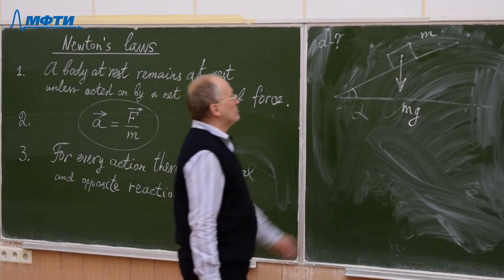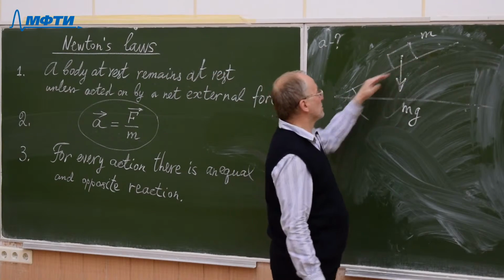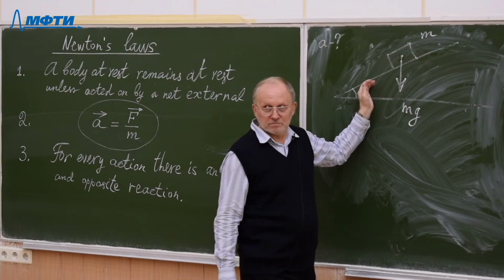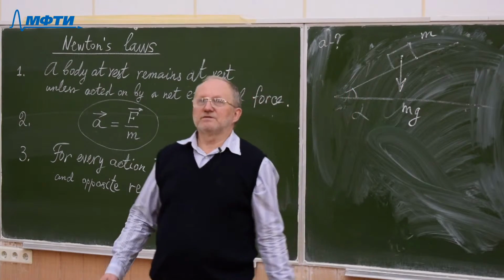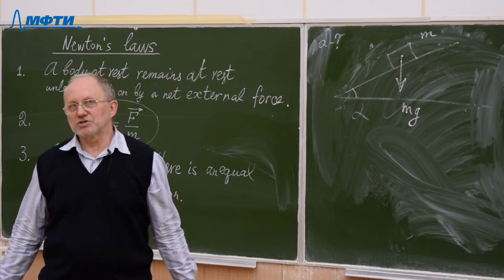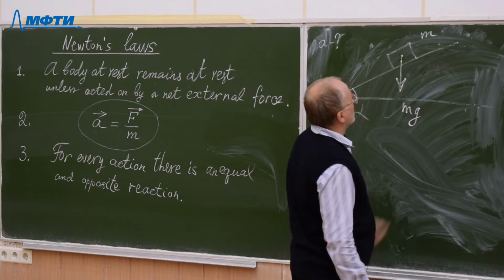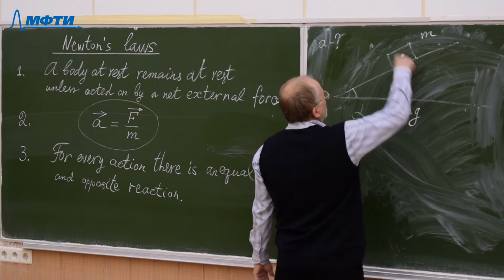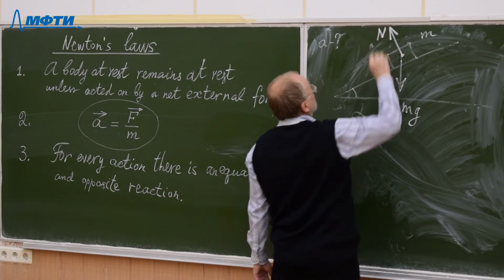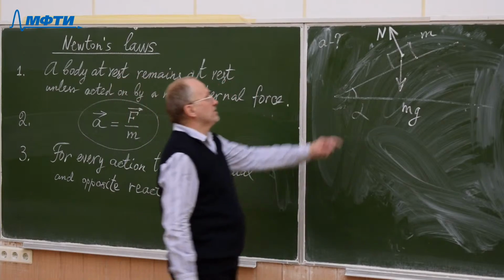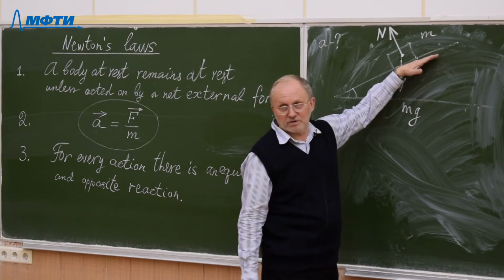And there is another body with which this block interacts. That is the slope, the surface of the slope. First, we consider the simple situation without any forces of friction. If we have no forces of friction, which are directed along the surface, then the force of interaction with the surface will be perpendicular to the surface. We denote it by letter N. This is the force of interaction of this block with the surface of the slope.